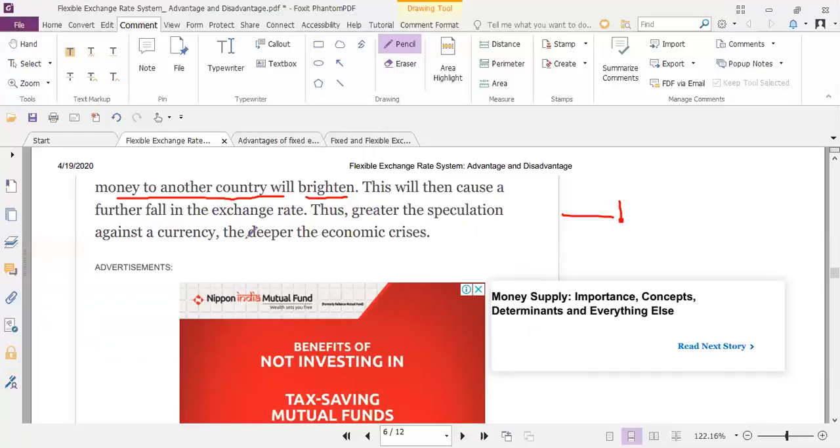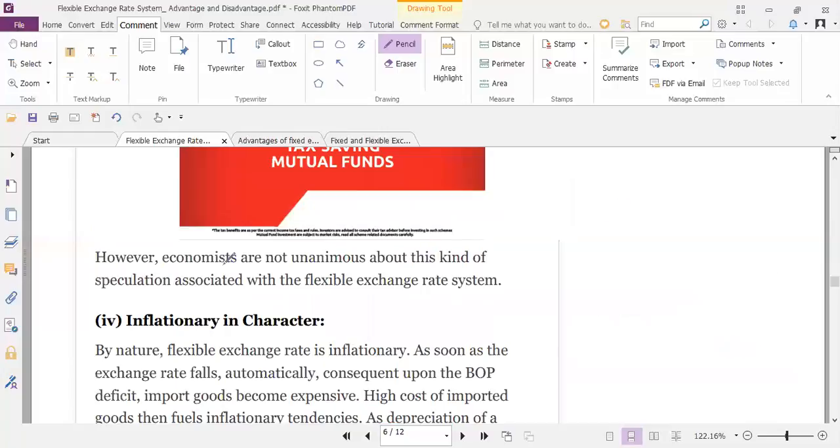Thus, the greater the speculation against a currency, the deeper the economic crisis. So as I've said, this speculation is actually not good. It will lead to a deeper economic crisis. However, economists are not unanimous about this kind of speculation associated with the flexible exchange rate system.